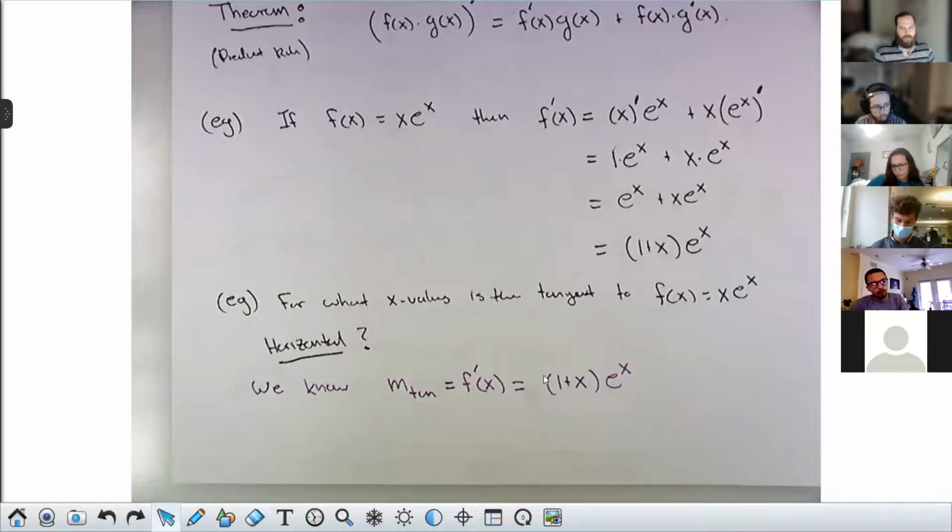So to answer the second question here, for what values of x is the tangent line to x e to the x horizontal, I need to know when this thing, the derivative, the slope of the tangent line, yields a horizontal line. So what is the slope of a horizontal line?